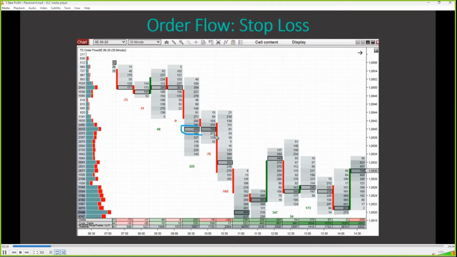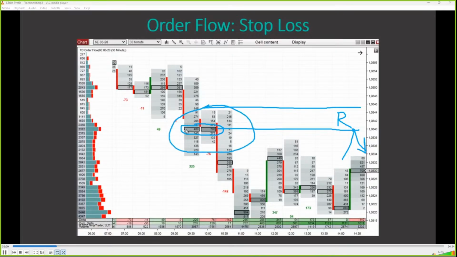So imagine this double node is your resistance. You want to see a reaction like this. And stop loss in this case would be in here. You would place it above this area where the double node got created, all right? So this would be the ideal place for your stop loss. That is if you, of course, didn't use the fixed stop loss, all right?